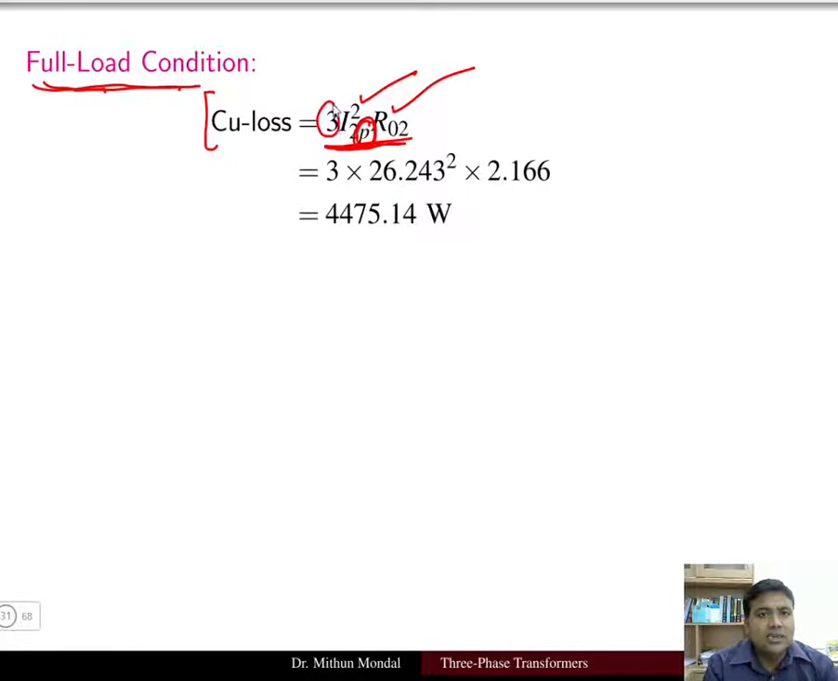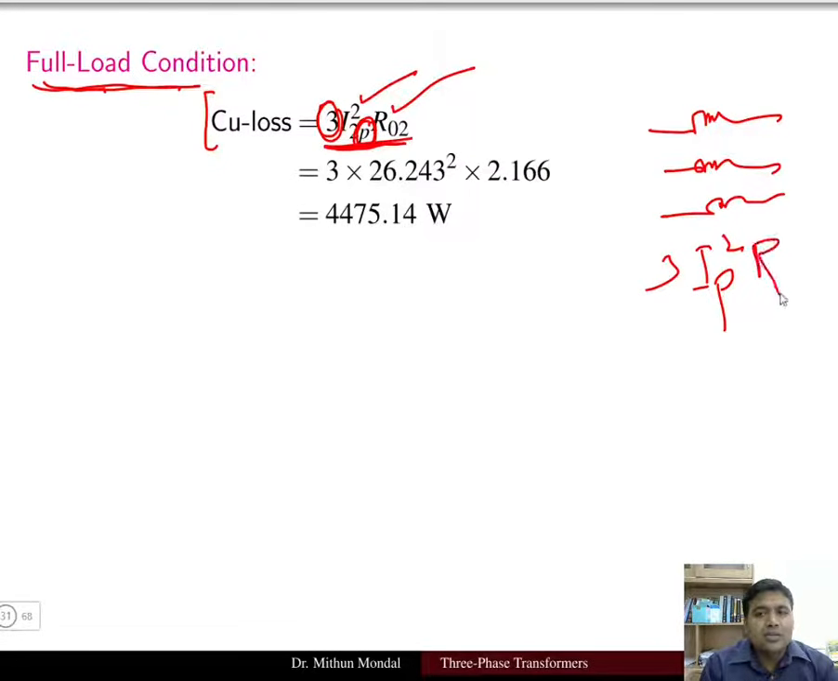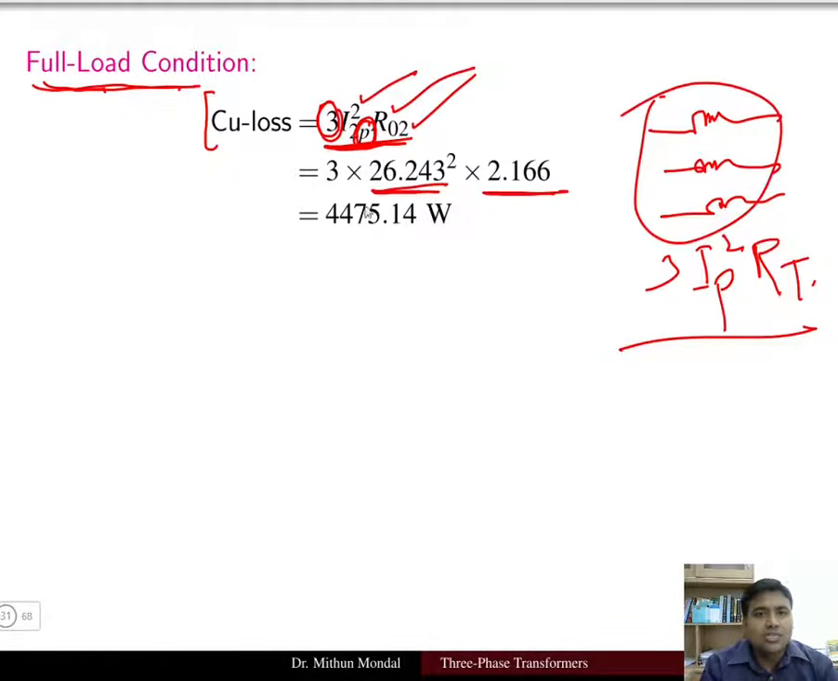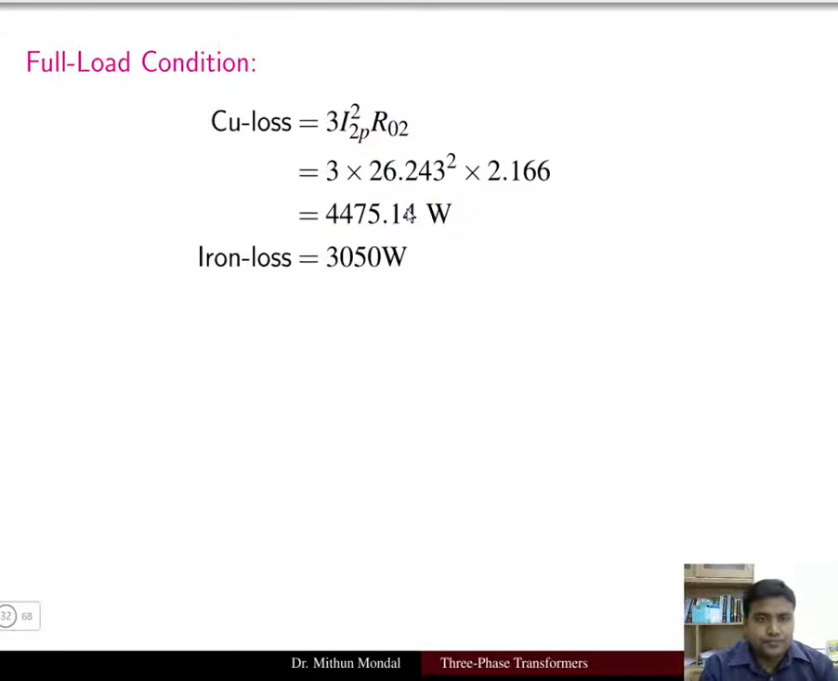So 3, we are multiplying because we have 3 conductors. Since 3 conductors are there, we are multiplying with 3, and the current is basically the phase current, I squared, divided by the total resistance. So total resistance is R02. R02 comes to be 2.166 and the current is 26.24, and 3 conductors are there. So 3 times we have multiplied. That gives you 4475 watt.